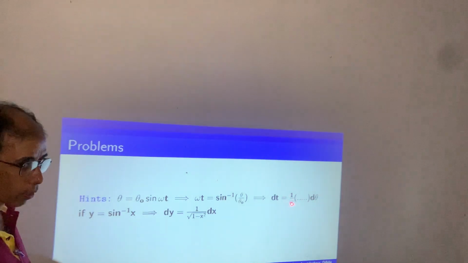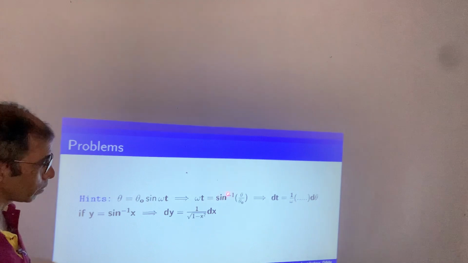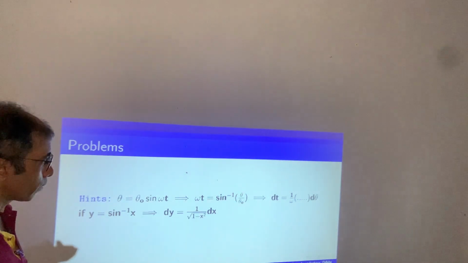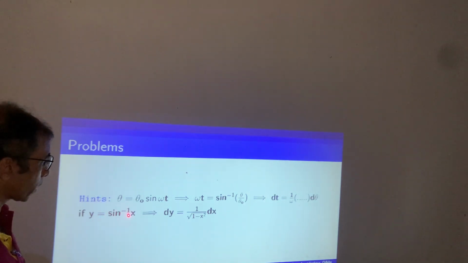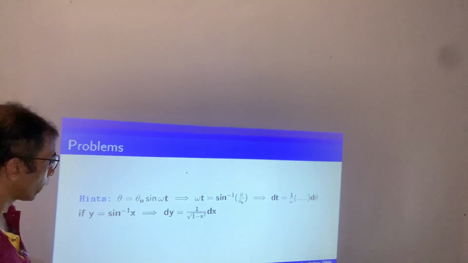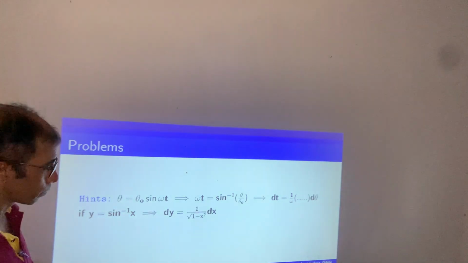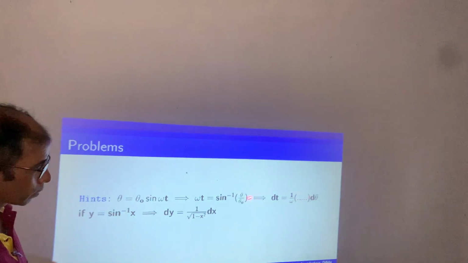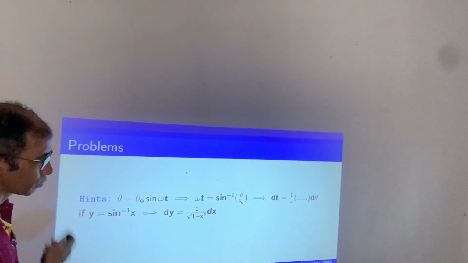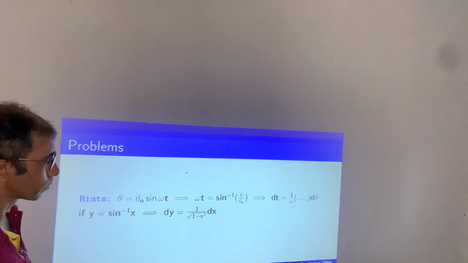This function of theta you calculate. Remember, sine inverse is there. And I am even giving you the result. If y is equal to sine inverse x, if you take a differential, dy is equal to 1 by root 1 minus x squared dx. I have given the result of differentiation of sine inverse x with x. Use this one here. But be careful, this is sine inverse of theta by theta naught. It's very simple.